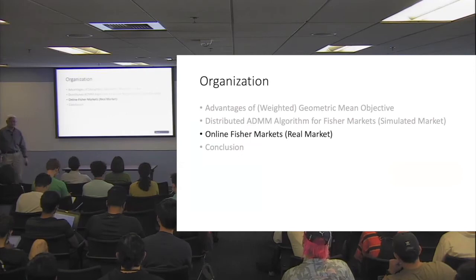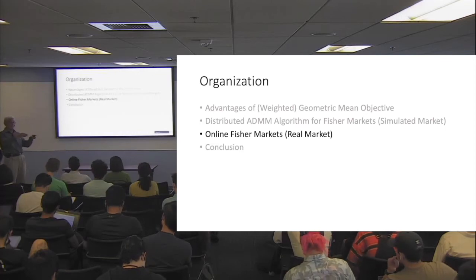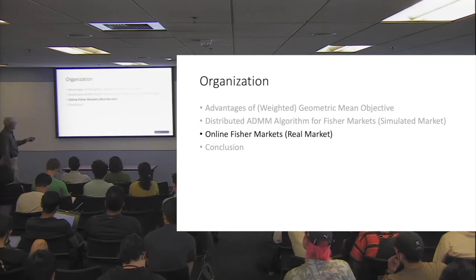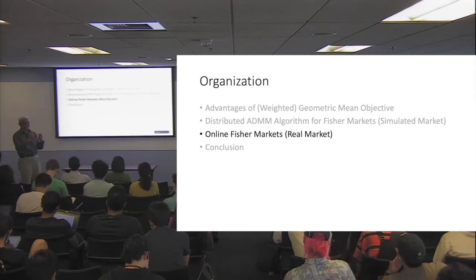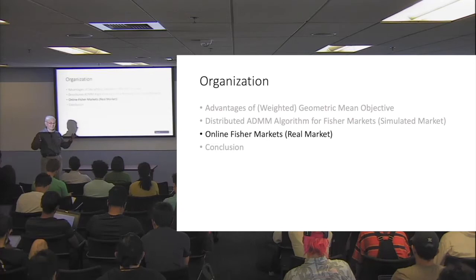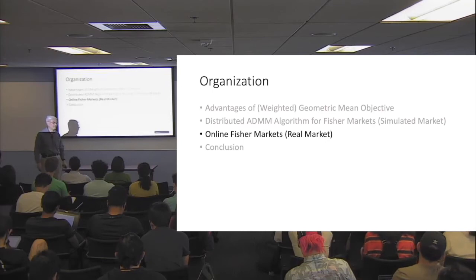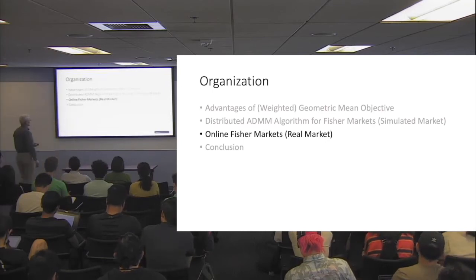However, those are simulating the market. We prove the updated price will converge. But what about in the real market? I may make a mistake early on, and the price may be off from the optimal ones. I may make some mistakes, but at the end, does the social objective created by those prices still have some bound relative to the offline problem, where I have complete information to maximize my social welfare? That's the issue, which we call the online market.